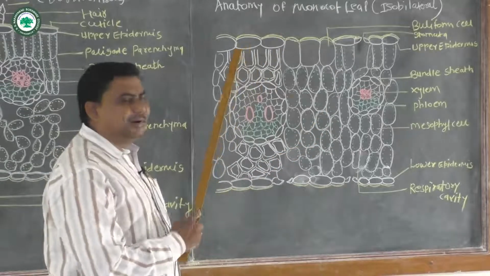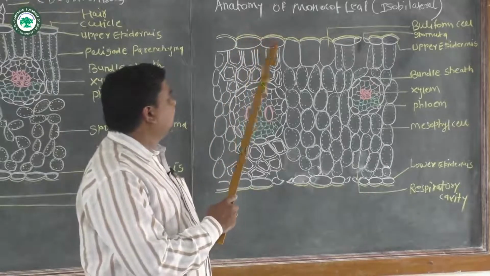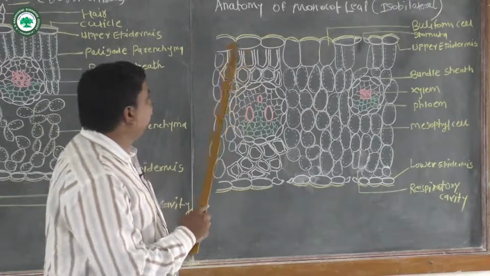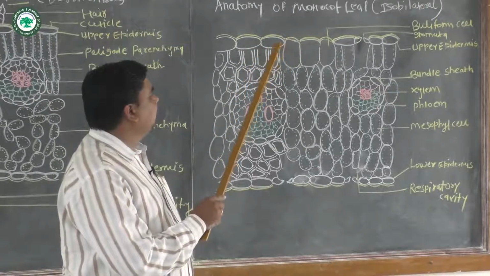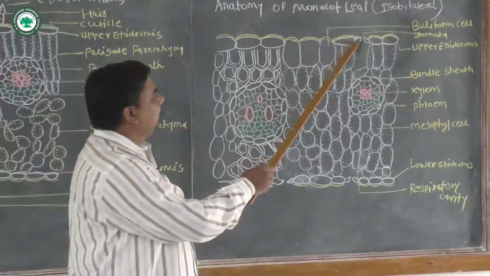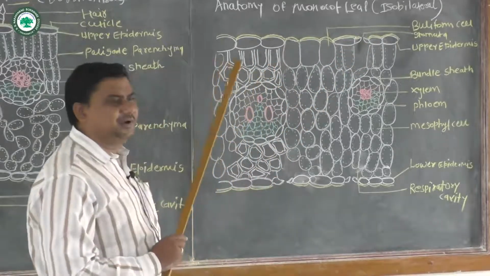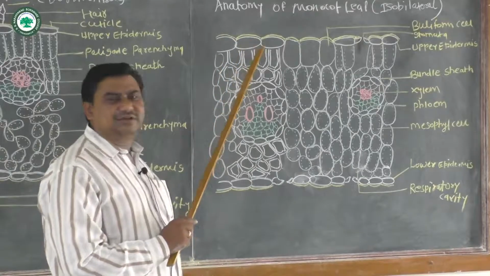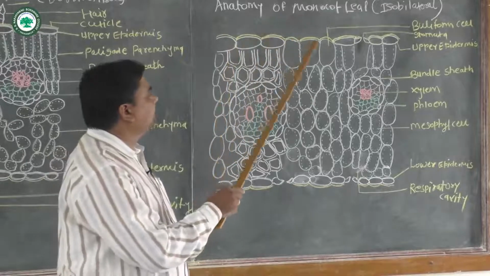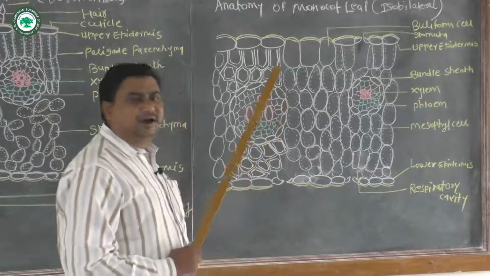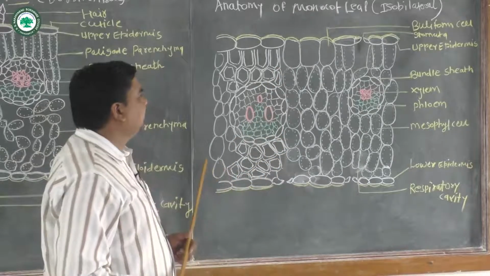Upper epidermis consists of uniseriate cells, compactly arranged, made up from a single layer, having a thick cuticle. Again, it checks the rate of transpiration with the help of the cuticle.